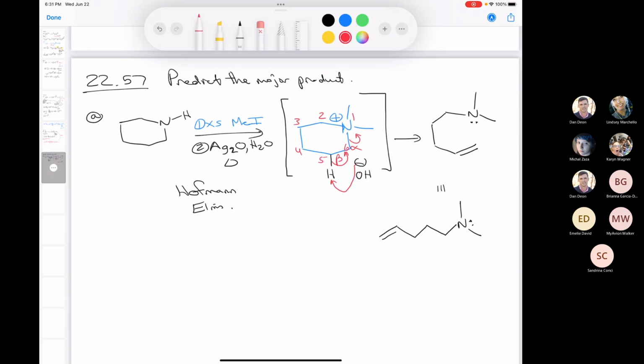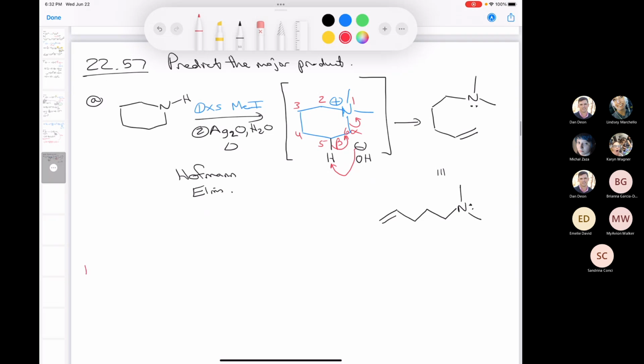Next one involves the Gabriel synthesis. So this is B. We're starting out with phthalimide, which looks like this. In the first step, we're treating it with potassium hydroxide. Second step, we're treating it with ethyl bromide. And in the third step, we're treating it with hydrazine.